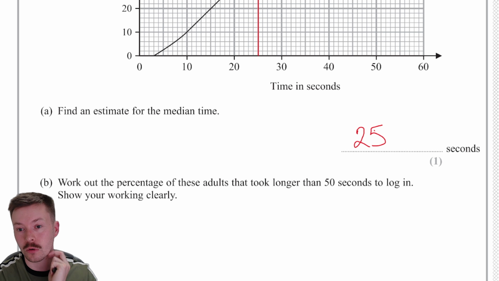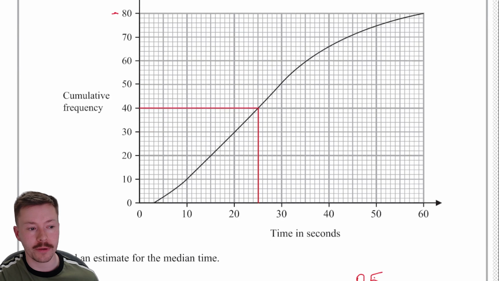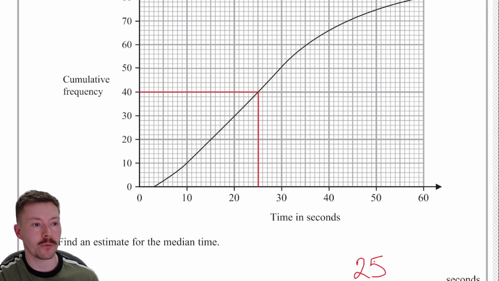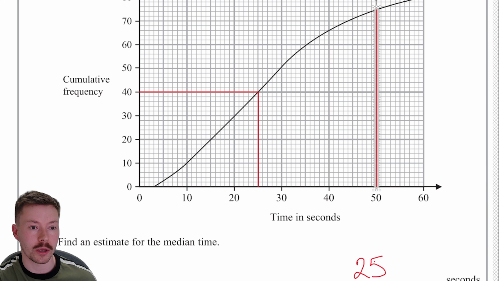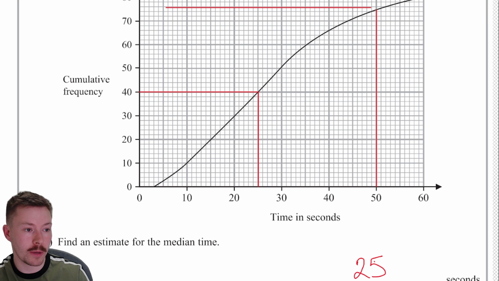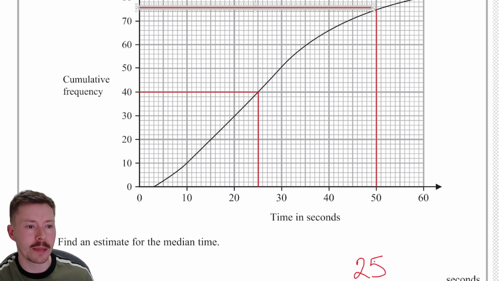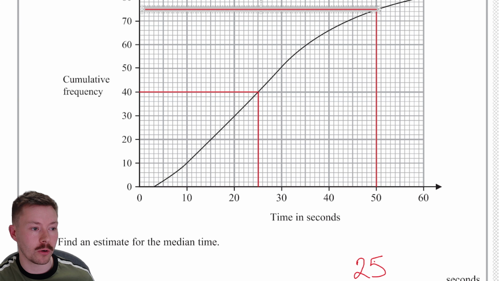Now, the next part of the question says, work out the percentage of these adults that took longer than 50 seconds to log in. So what we need to do here, again, is draw a line up from 50 seconds and across. So I am going to get to the line here, and then I'm going to go across from where it touches that line. That isn't where it should be, but I'm going to move it in a second, a slight limitation of the software, let's say. So I'm going to put that there, extend it over, and what I've got is 75.